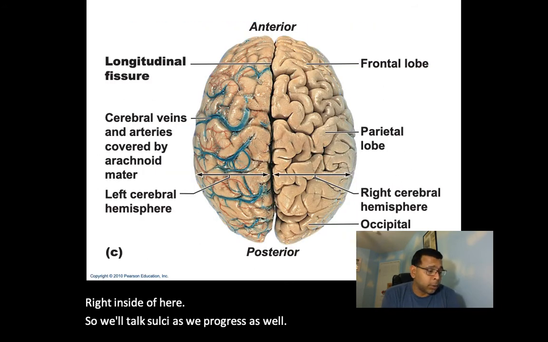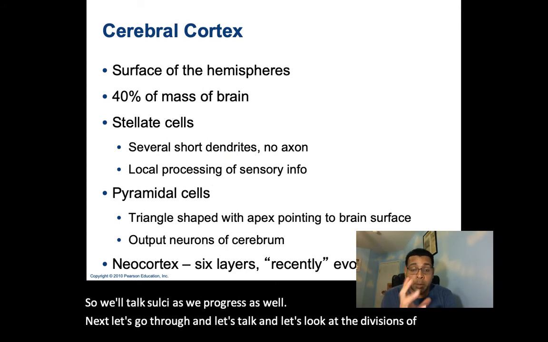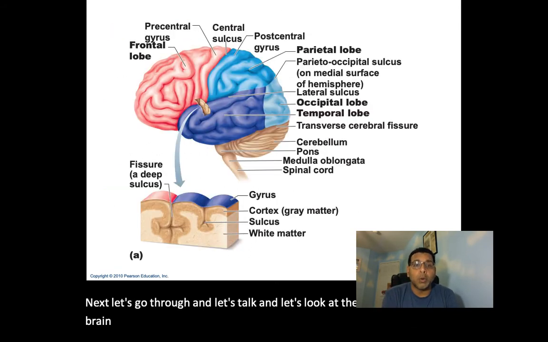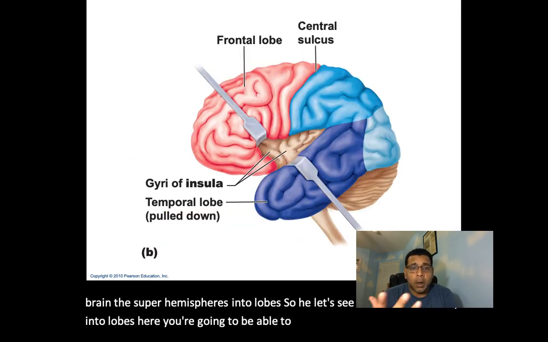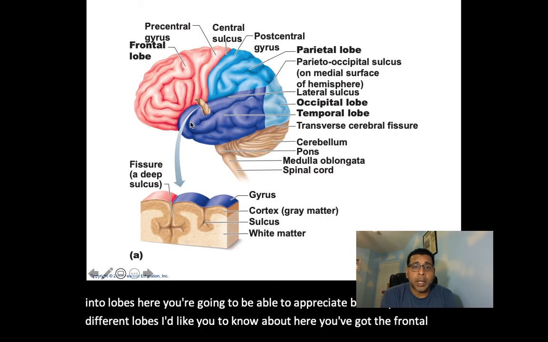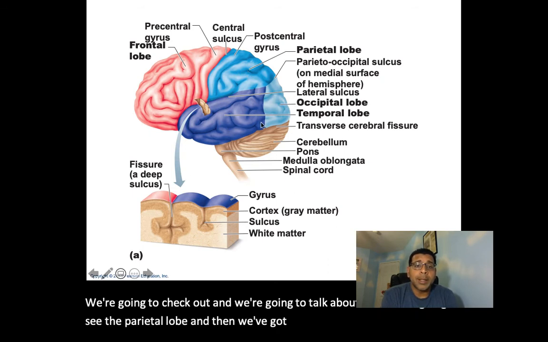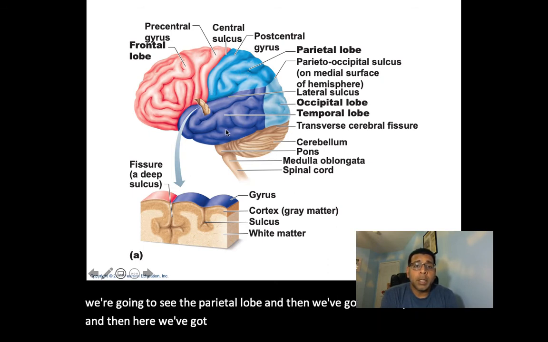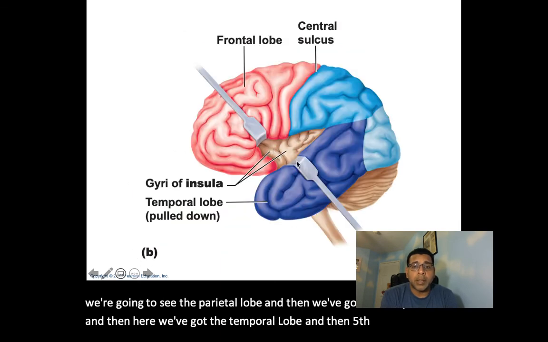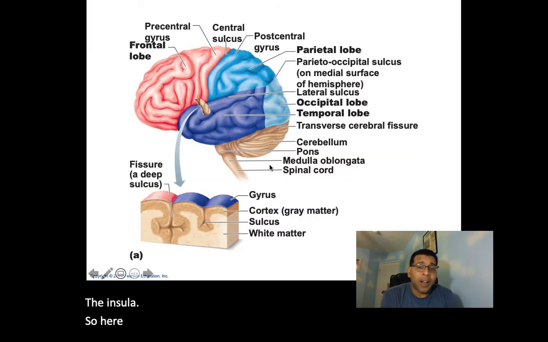Next, let's look at the divisions of the cerebral hemispheres of the brain into lobes. Here you're going to be able to appreciate basically all the different lobes I'd like you to know about. Here you've got the frontal lobe, the parietal lobe, the occipital lobe, and the temporal lobe. And then the fifth lobe is going to be the insula. So you can see there are 5 lobes in total.